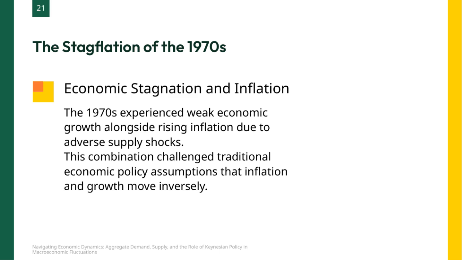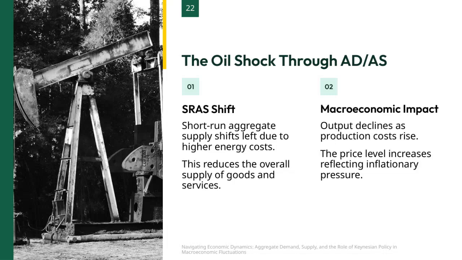transport goods. What made this so challenging was that it contradicted traditional economic theories, which typically assumed that inflation and growth moved in opposite directions. Instead, the 1970s showed us that you could have both high inflation and stagnant growth occurring together, posing significant policy dilemmas. Here we're looking at the effects of an oil shock through the lens of aggregate demand and supply.